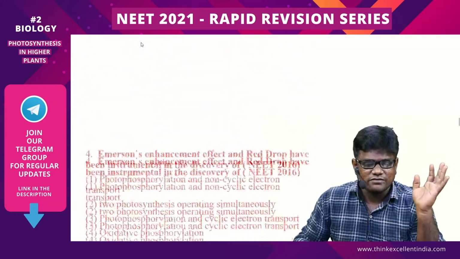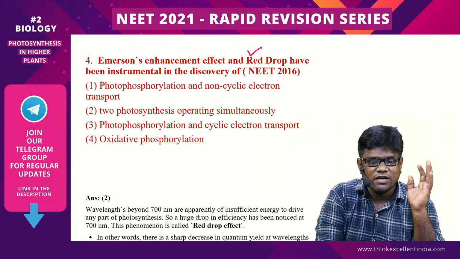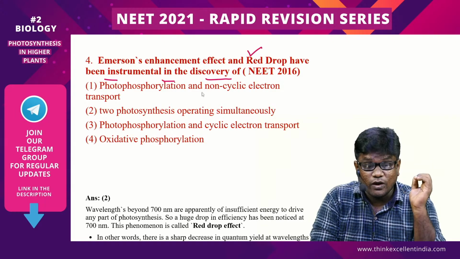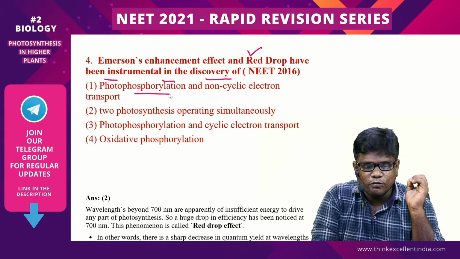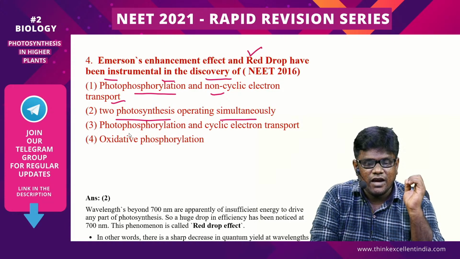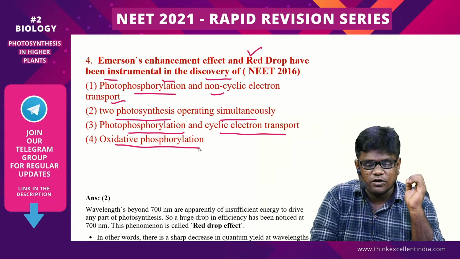So next we're going to talk about the Emerson enhancement effect, and the red drop, which have been instrumental in the discovery of the two photosystems operating simultaneously. So what exactly? The photophosphorylation of non-cyclic electron transport, and two photosystems operating simultaneously, and photophosphorylation and cyclic electron transport, oxidative phosphorylation.